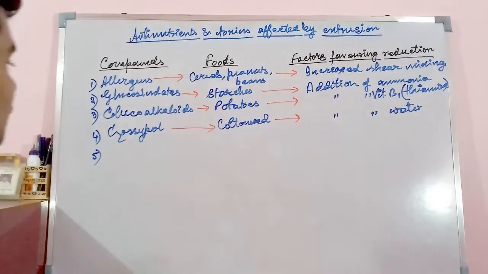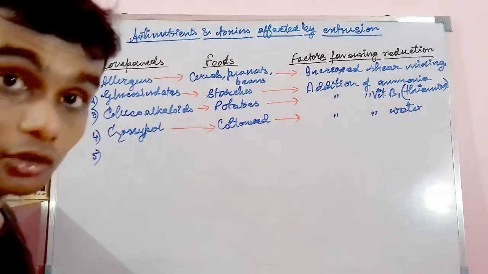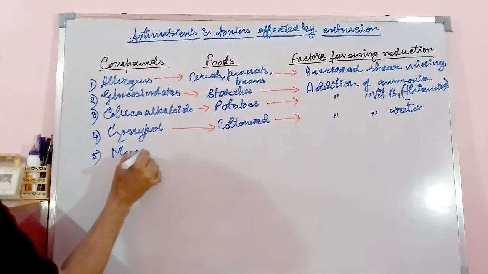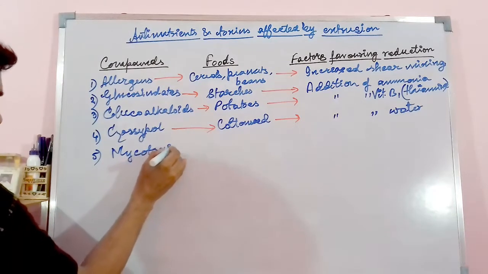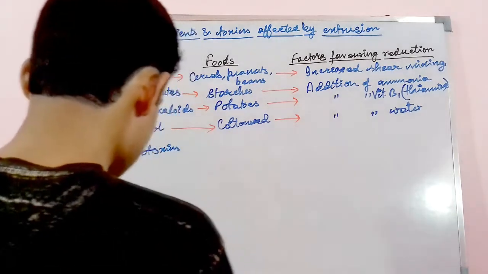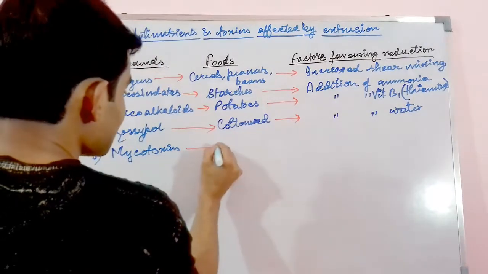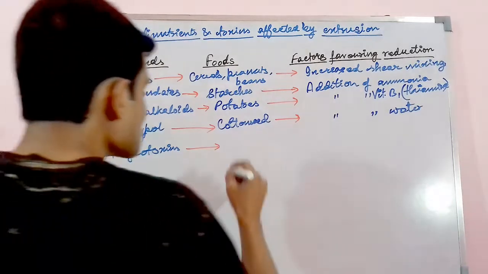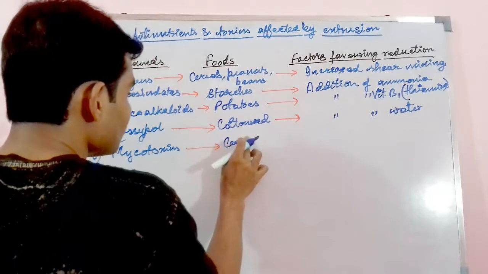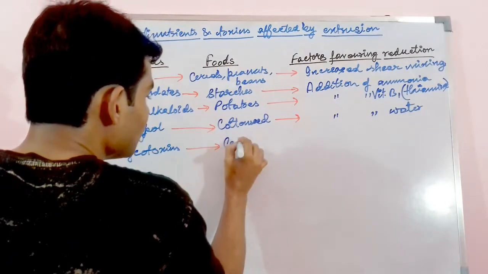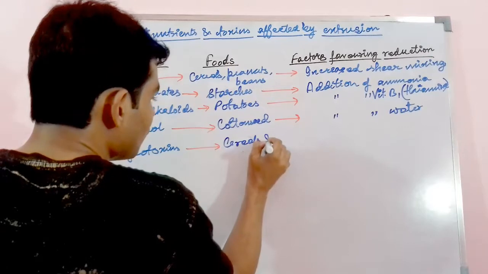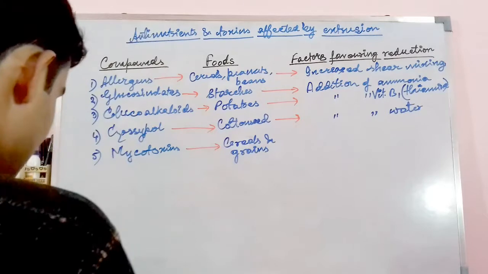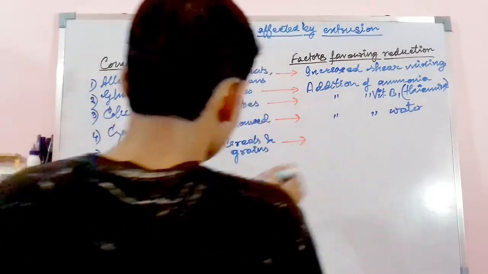Mycotoxins. Mycotoxins are found in cereals and grains. And these are reduced by what?